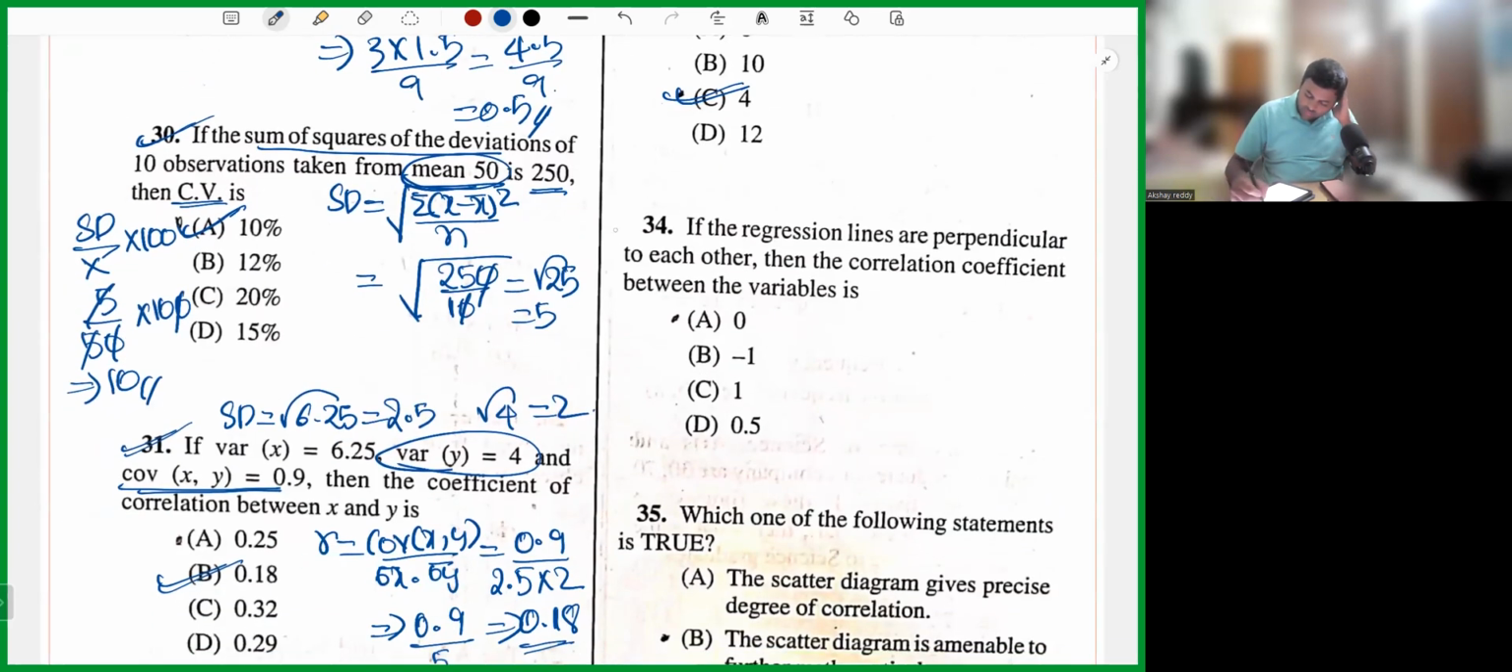Next, 34. The regression lines are perpendicular to each other. If you remember, my dear friends, there are two conditions for regression lines. If correlation is 0, they are perpendicular to each other. If correlation is +1 or -1, they coincide with each other. He's telling they are perpendicular. So correlation will be 0. Next.